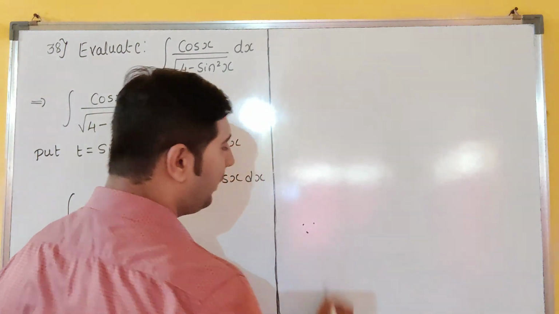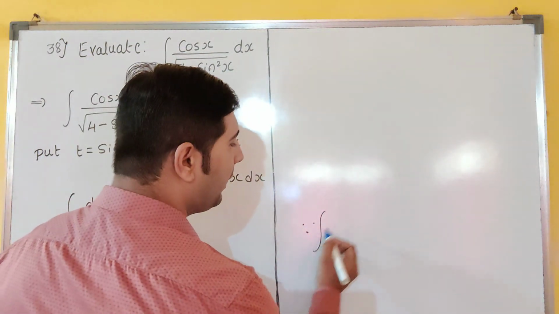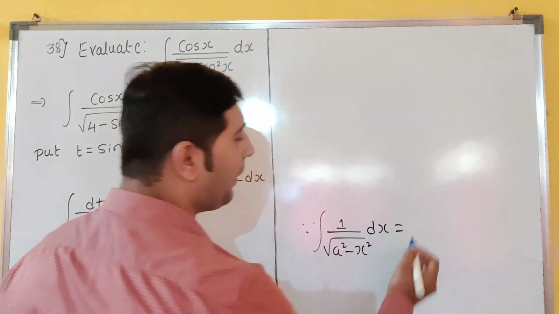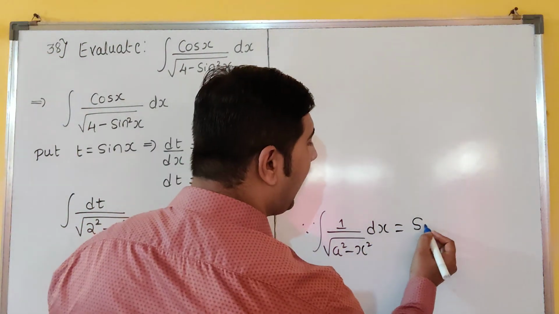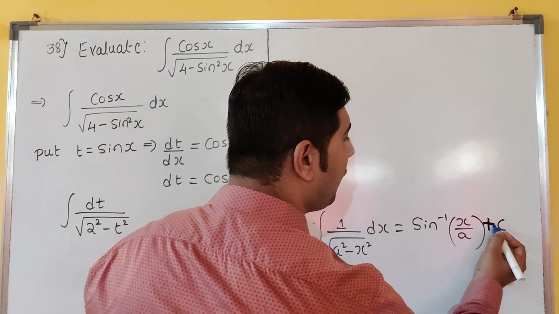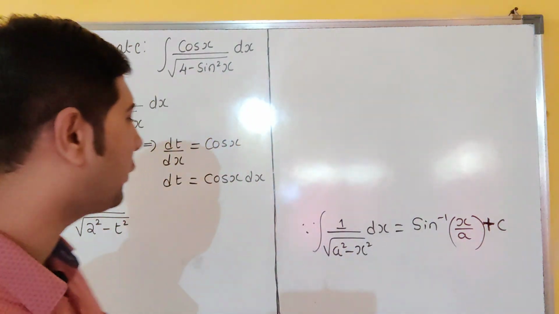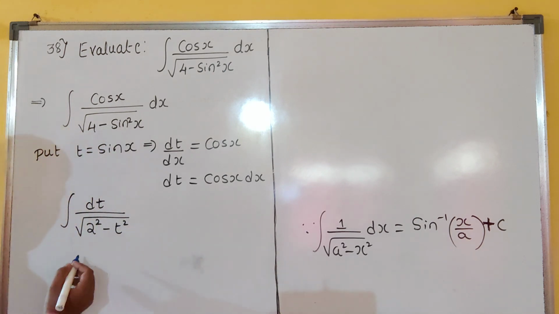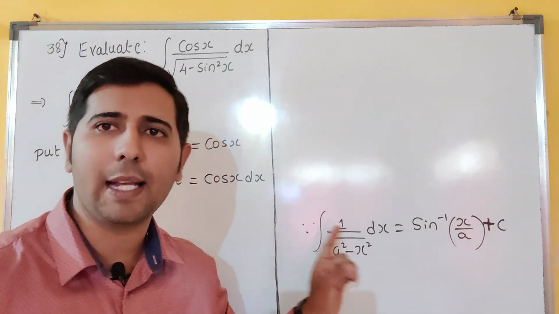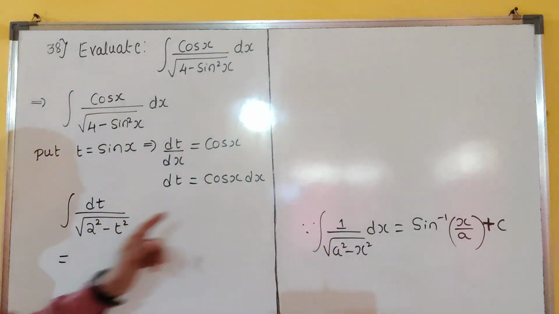So what is the integration of this? We have one formula, my dear students, in the 7.4 exercise. Again we are relating to 7.4. Integration of 1 upon square root of a square minus x square dx, we have a formula: sin inverse x by a plus c. This is the formula for 1 upon square root a square minus x square. So now we can substitute the values. It is looking the same, only in place of x, t is there. Just remember, in place of x, it is t.